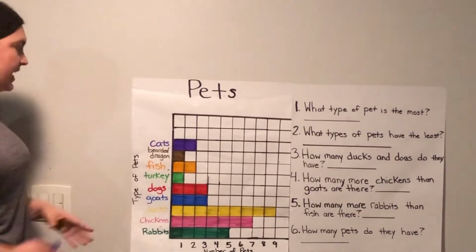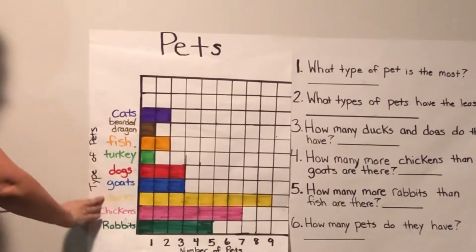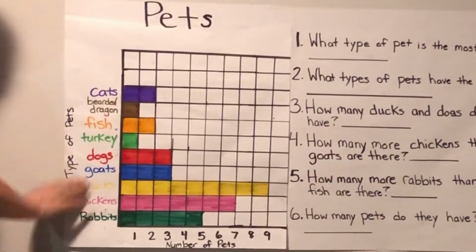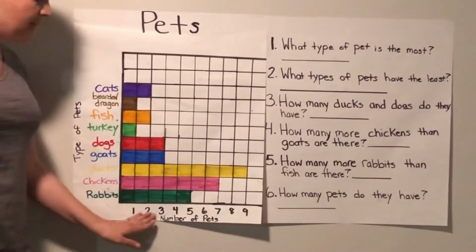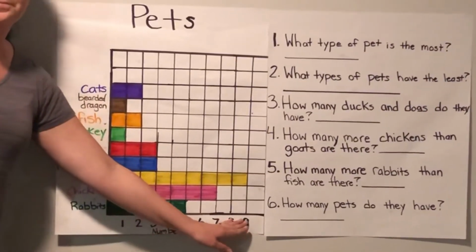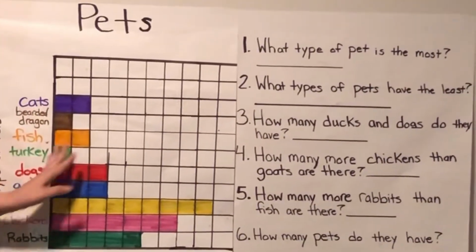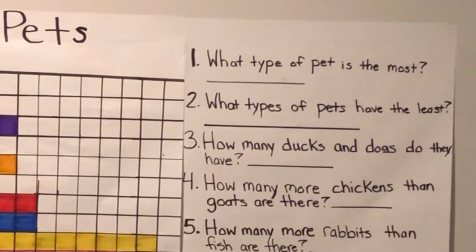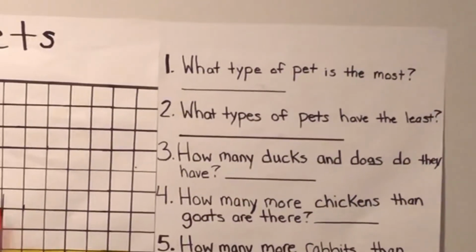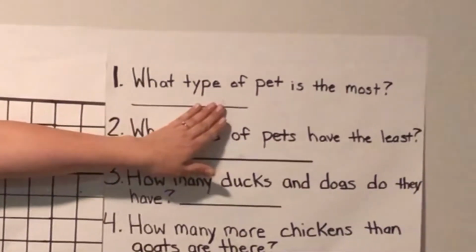You can see that here is the title, pets, and along this side is the type of pets, all the way from cats down to rabbits, and the number of pets for each one. I chose to color coordinate each one of the different types of pets so that you can easily see our information on this bar graph. So now let's look at our questions.